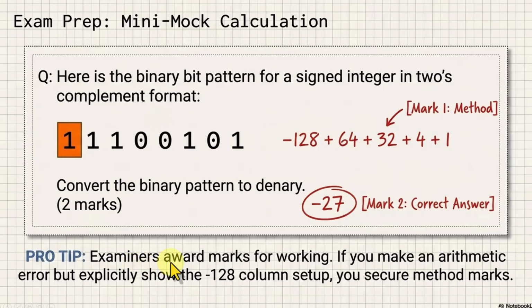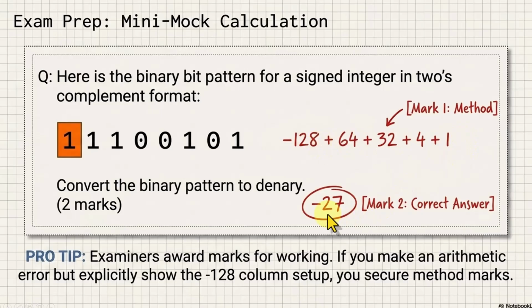Okay, examiners award marks for working, okay, at this stage. If you make an arithmetic error but explicitly show the negative 128 column setup, you earn a method mark. Okay, so one mark you will get.